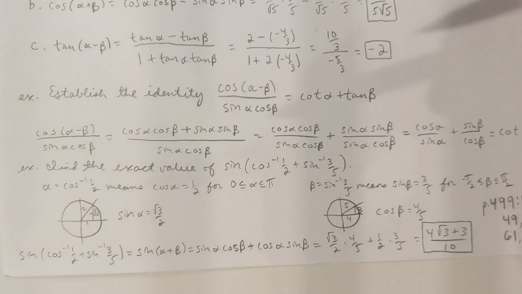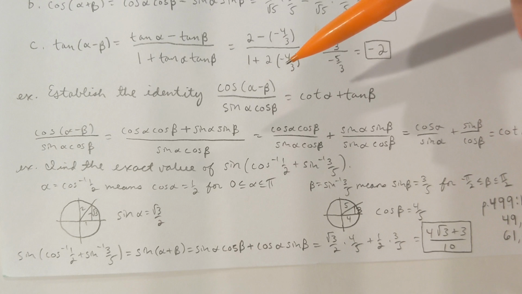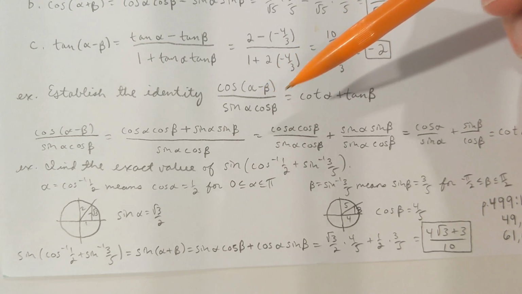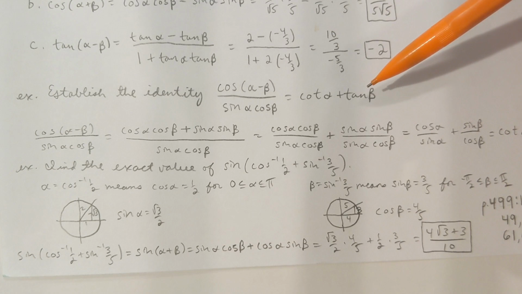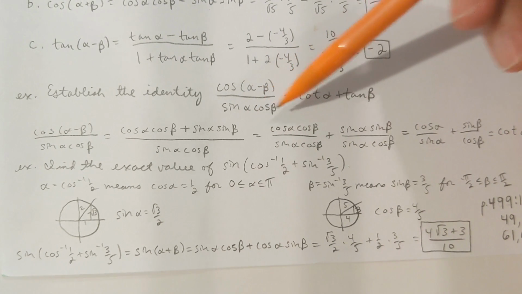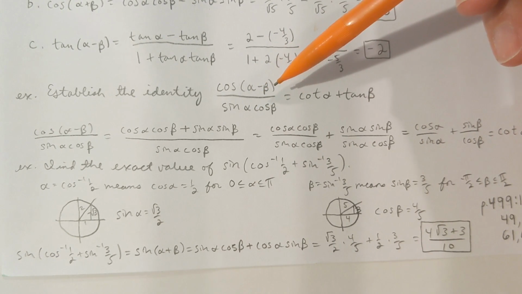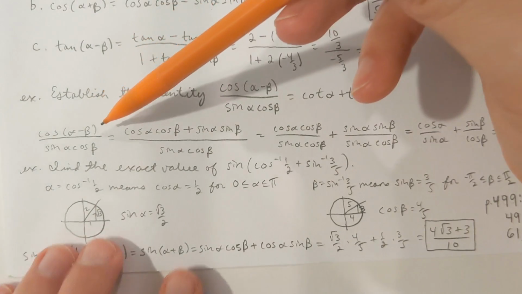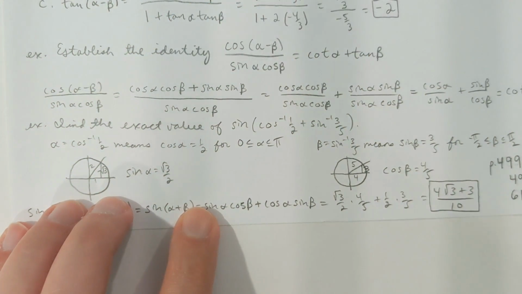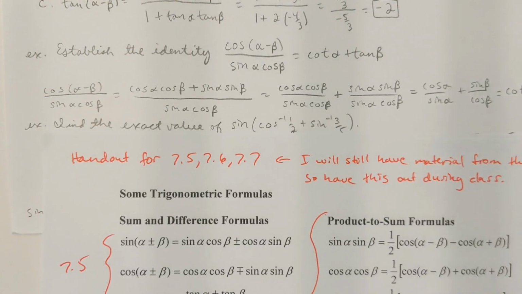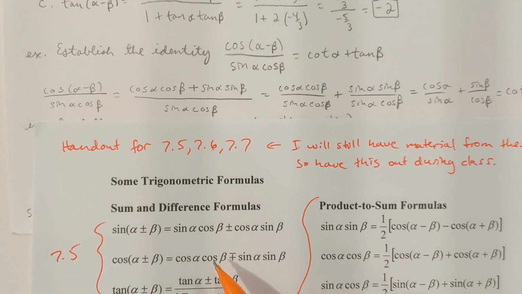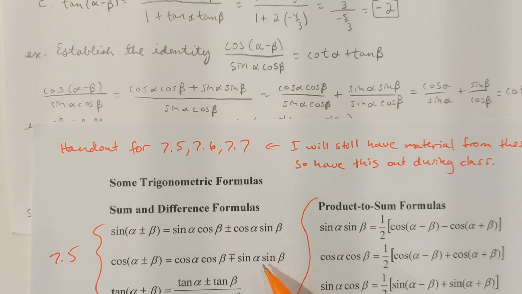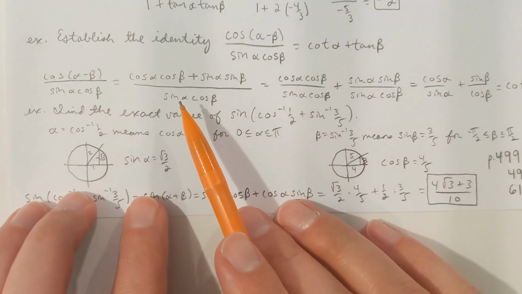Okay, so let's establish this identity here. Cosine alpha minus beta divided by sine alpha cosine beta is the same as cotangent alpha plus tangent beta. Well, let's get everything in terms of a single angle, not an alpha minus beta angle. So cosine alpha minus beta, using that sum and difference formula, is cosine alpha cosine beta plus sine alpha sine beta. And so I've got that written in the numerator. I've kept the denominator as is.